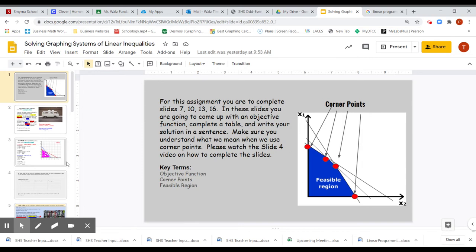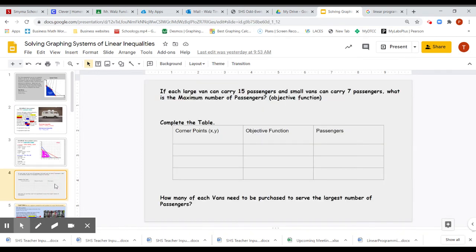So first we need to go back down and find our objective function. For the van problem, we went through, we did the math, we set the problem up. So what we're going to learn now is what the objective function is and what would be the best. It says each large van can carry 15 passengers and small vans can carry 7 passengers. What is the maximum number of passengers? The objective function.